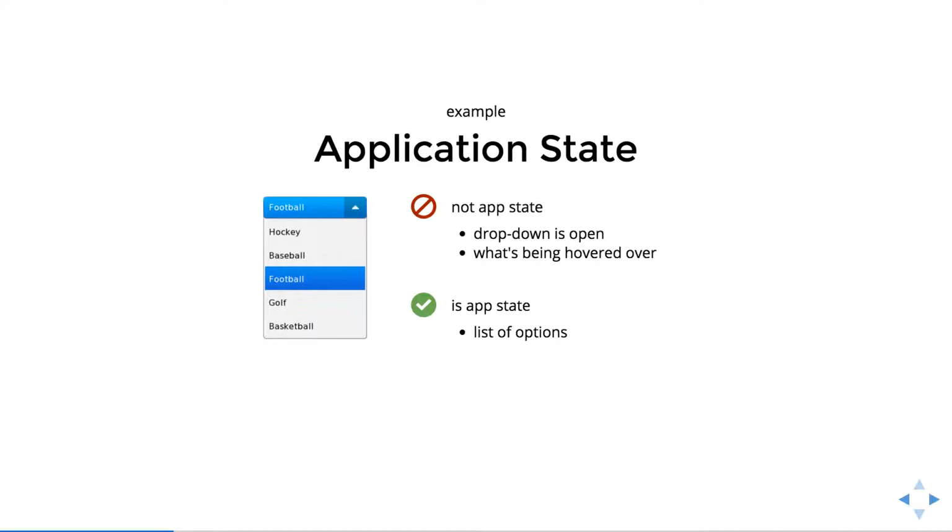However, the list of options that are in your select box, that would be something you'd find in Redux. And then when your user clicks on one of them, that's going to have some sort of significance to your app. The chosen option would be that kind of state. So does the distinction make sense to everybody?